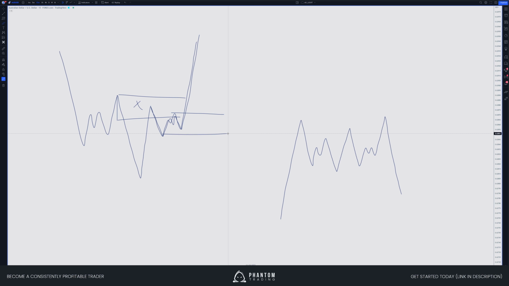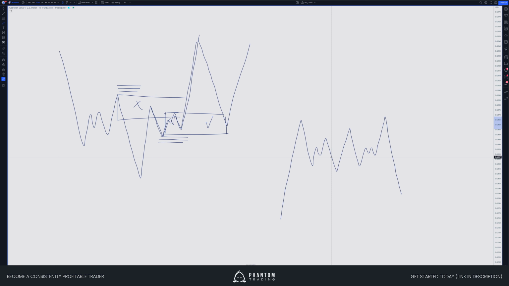Then looking at this level of demand on the flip side, the whole concept of it is we're running all of the sellers out of this side of the market, and then essentially the buyers are taking control. Essentially we view it as a transaction, right? And then we're viewing this as a high probability POI that we can look to take longs off of.